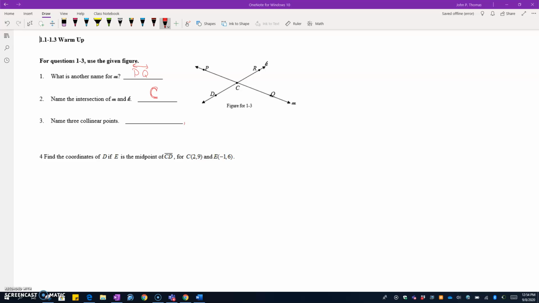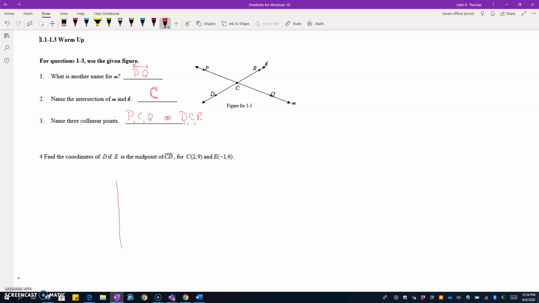Name three collinear points. Just like part one, there's a couple good answers here. Two answers. One would be PCQ, which are three collinear points on line M. Another good answer would be DCR, which are three collinear points on line K. Either is fine.